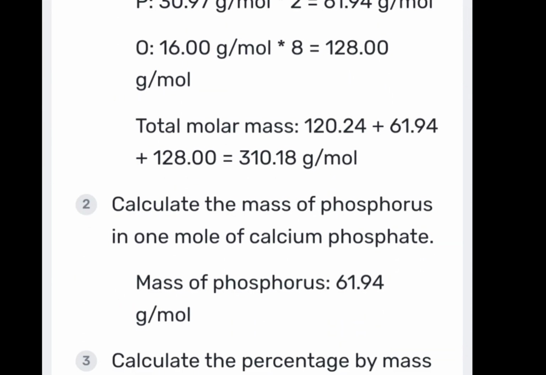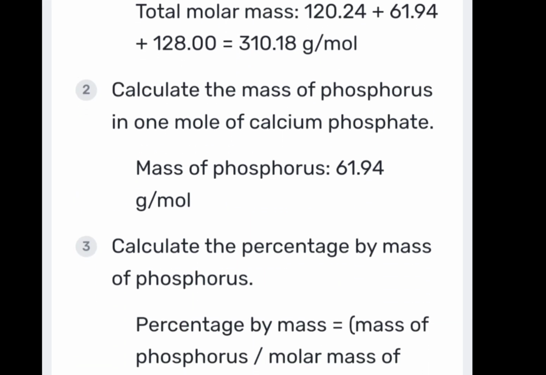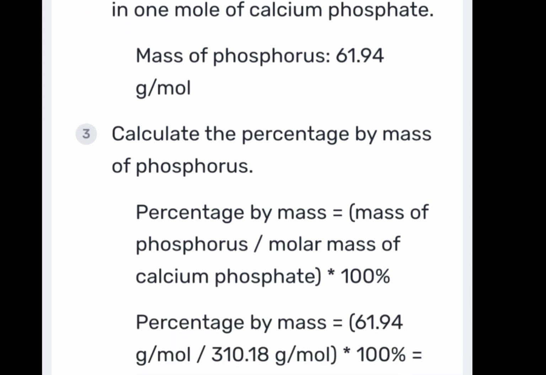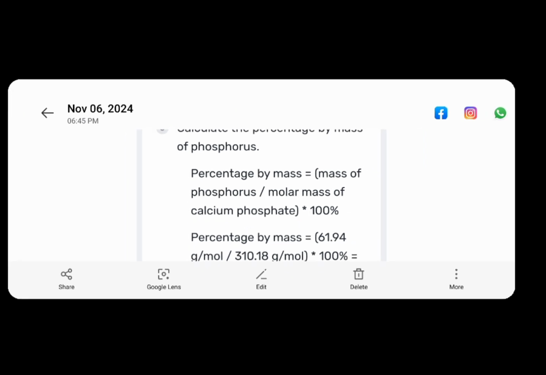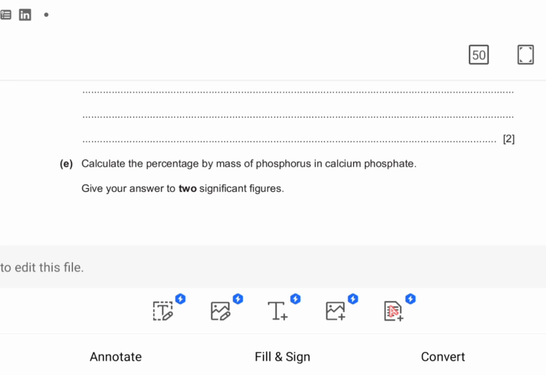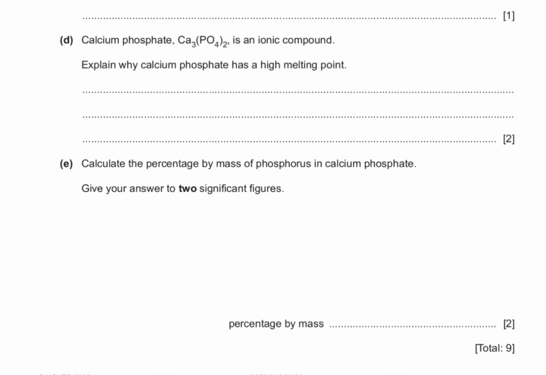Calculate the mass of phosphorus in 1 mole of calcium phosphate, and the mass of phosphorus is 62. And then we calculate the percentage. What we have to do: mass divided by molar mass into 100. So we just put the value and you get the answer. It's 19.96. Because we need just two significant figures, we round it off, and it's converted to 20%.